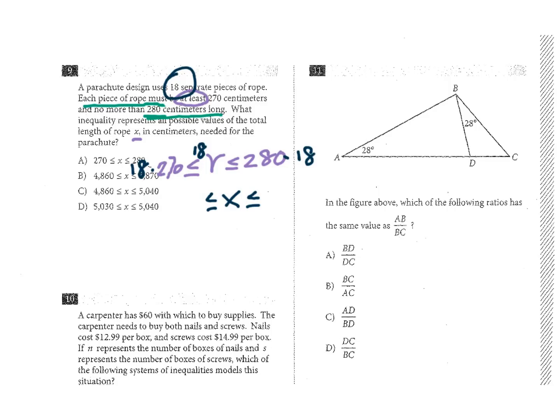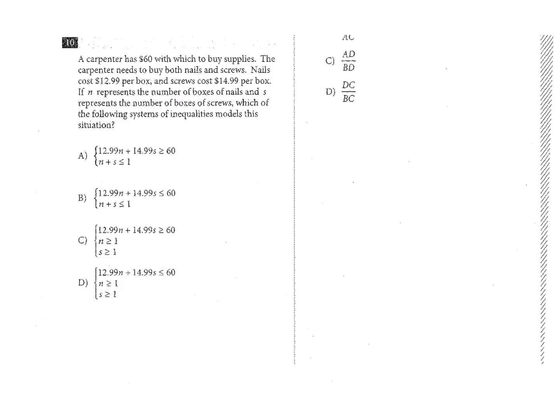Therefore, x is less than or equal to 5040 and greater than or equal to 4860. Therefore, C will be the solution. For number 10, it basically tests on writing down the system of inequalities according to the situation.